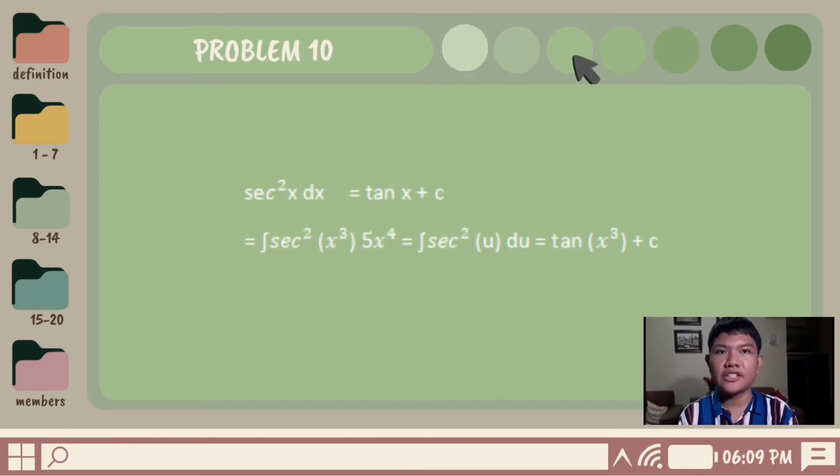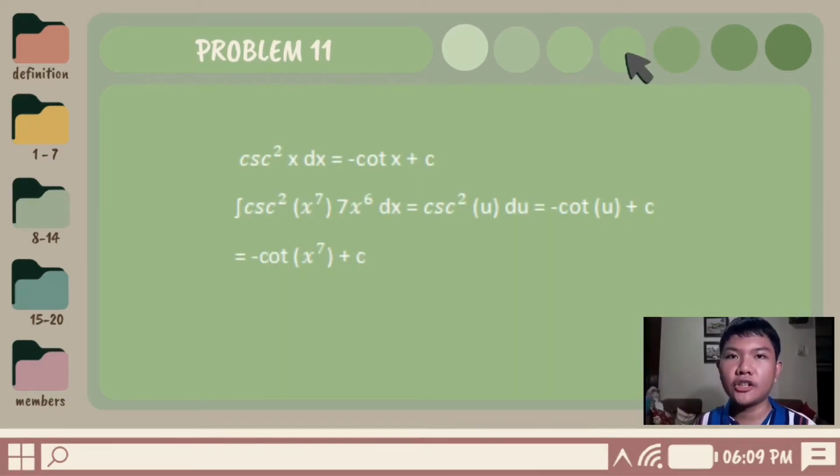Now let us have an example for the integral of secant squared x dx. The integral of secant squared times x cubed times 5x to the 4th power. Here, we can have our u as the inside function, x cubed. Getting the final answer, we must remember that secant's opposite is a tangent, so our final answer will be tangent times x cubed plus c.